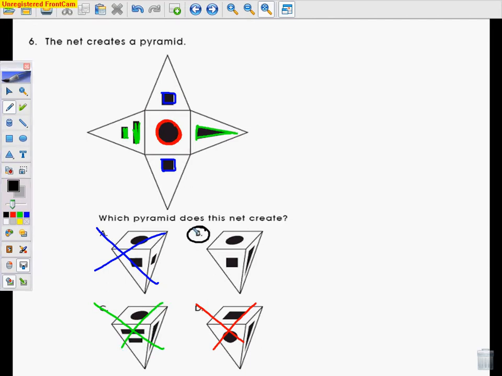Okay, and also you can see that here the triangle is adjacent to the square. When you fold this net in, you would be able to see that the triangle and the square should be adjacent to each other.